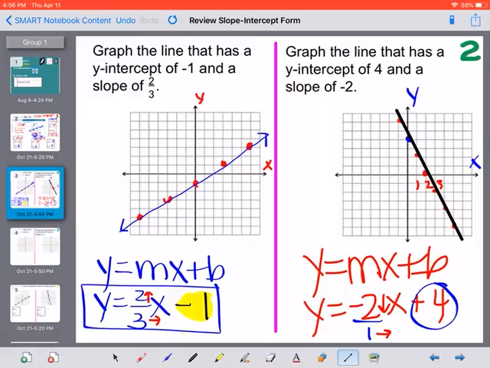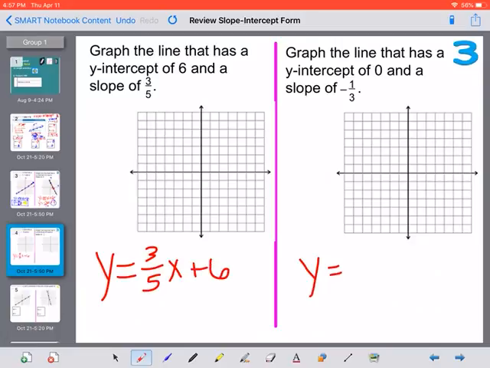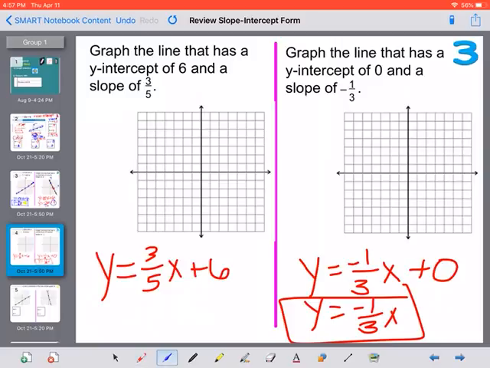So there is our equation. Flip over to the back side. I would like you to try these two on your own, and then click play to see if you got them correct. First one, the equation is y equals 3/5 x plus 6. The second one is y equals negative 1/3 x plus 0, or just y equals negative 1/3 x. We don't really need the plus 0. It just tells us where we begin.